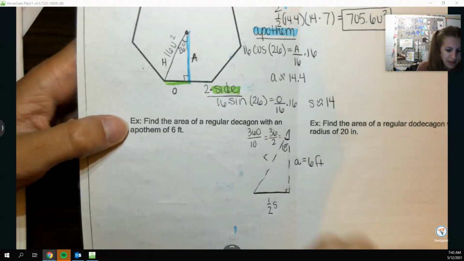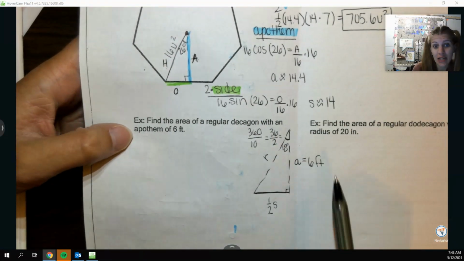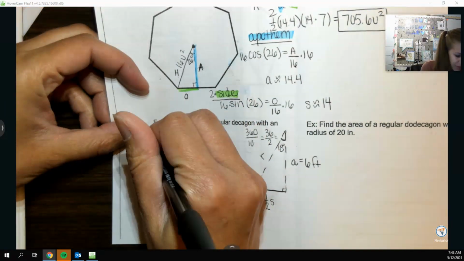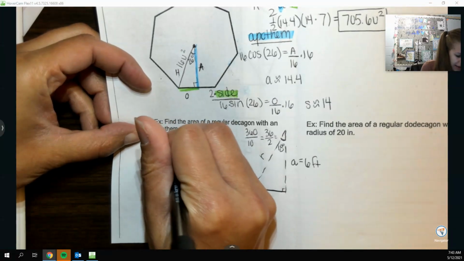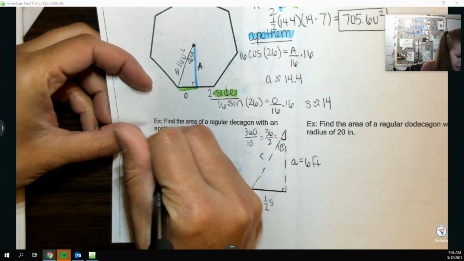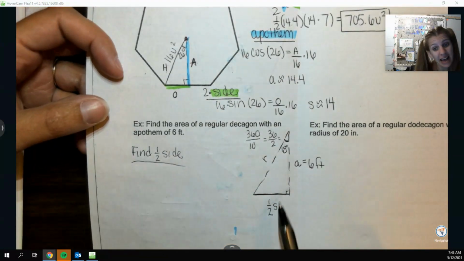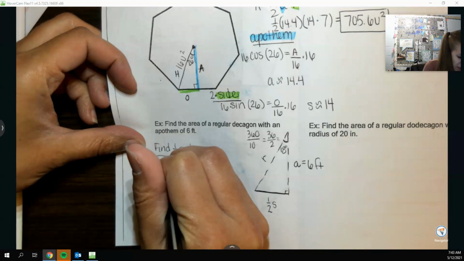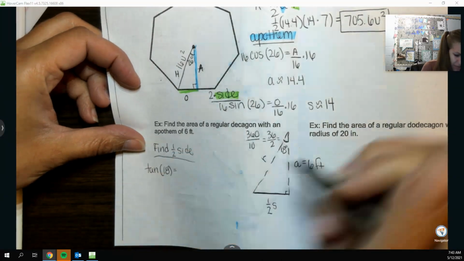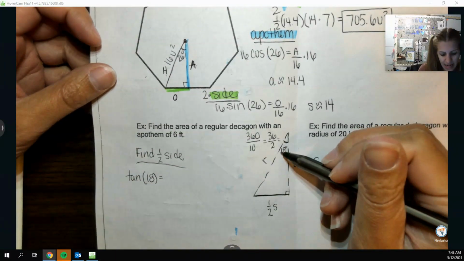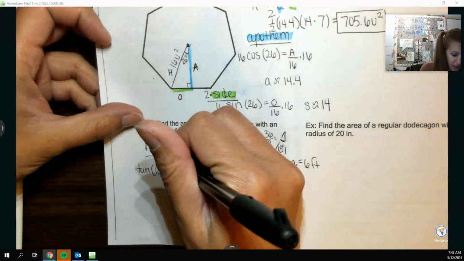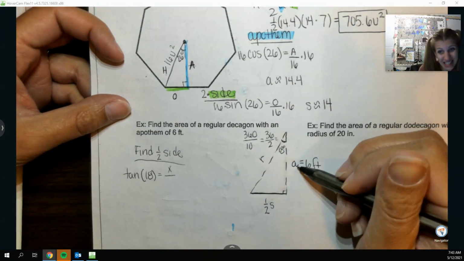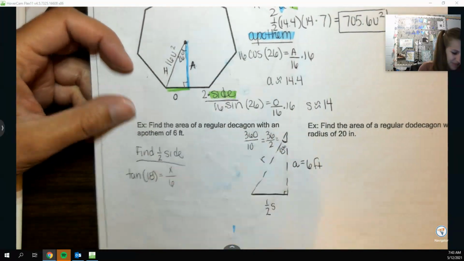Now, what we also noticed up here is whenever I have to find only one or the other, I always use tangent. So we have to find our half side, and because I have the apothem, I'm definitely going to use tangent. So tangent of our angle equals opposite of that angle, which is my unknown, I can call it x, over the adjacent side, which is the apothem, so 6.